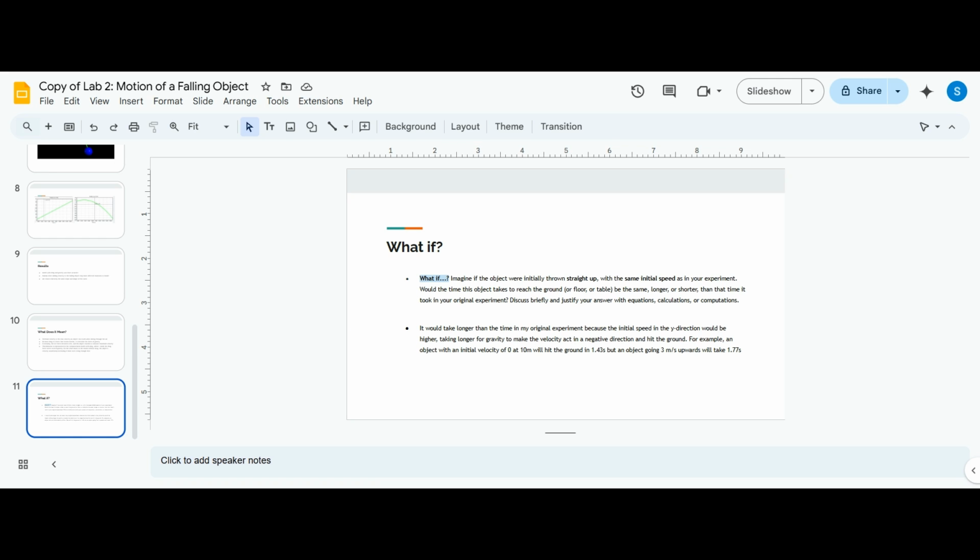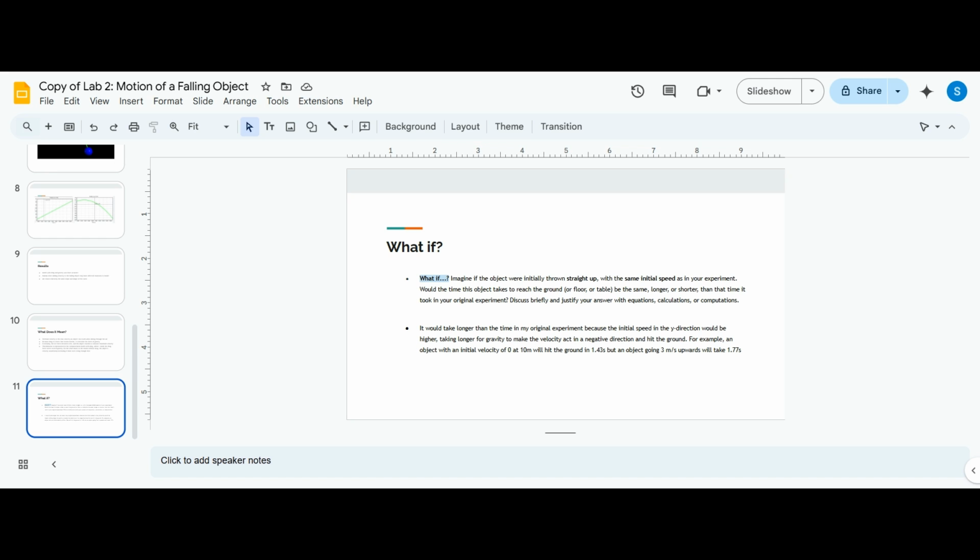What if? Imagine if our object was initially thrown straight up with the same initial speed as in our experiment. What would the time be for the object to reach the ground? Would it be the same, longer, or shorter than the time it took in our original experiment? Would it take longer because the initial speed in the y direction would be higher, taking longer for gravity to make the velocity negative and hit the ground?